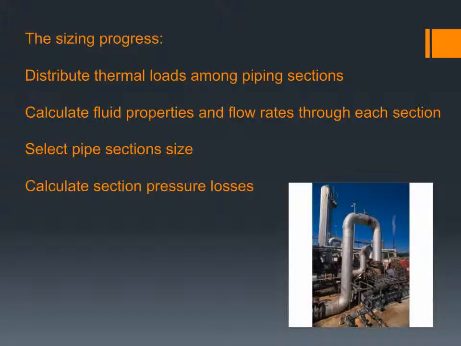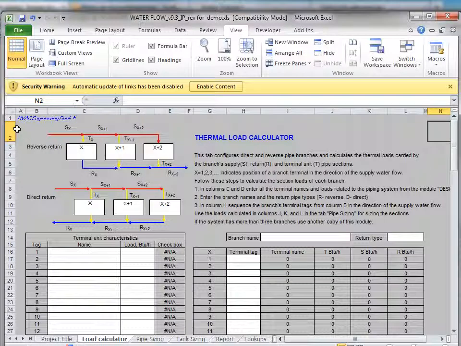The sizing process includes several sequenced steps: distribution of thermal loads amongst piping sections, calculation of fluid flow rates for each pipe section, and selection of pipe sizes based on certain criteria. The last step is accompanied by calculation of the pipe pressure loss. The overall piping system pressure loss is required for sizing the pumps designed to circulate the hot water through the system. The worksheet load calculator performs the first step of sizing. It distributes thermal loads among piping sections.